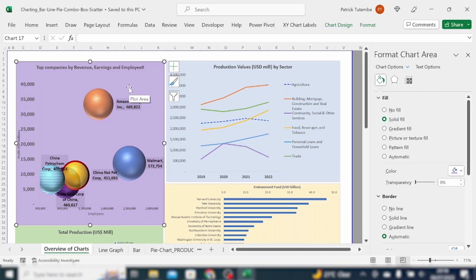In this short lesson, we look at the suitability of different charts and how they fit different types of data. We start with our bubble chart.